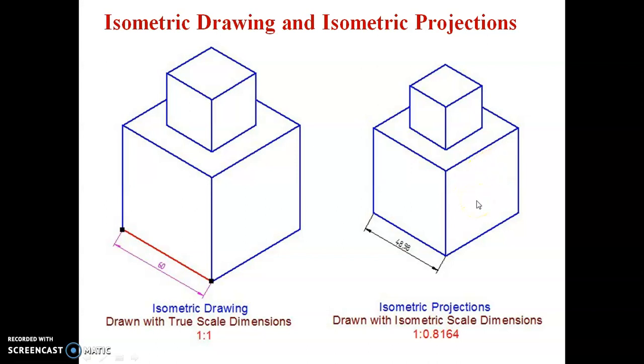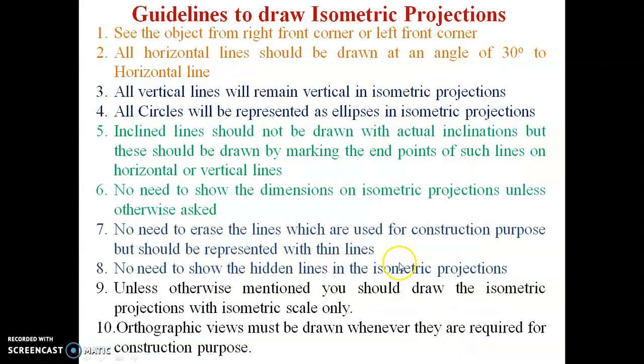So in this topic we are going to draw the isometric projections, where we will be having the reduced scale, that is 0.8164 is the scale factor. So while drawing the isometric projections, you have to follow some of the guidelines. These are the guidelines which are listed here. The first guideline says to see the object from the right front corner or the left front corner.